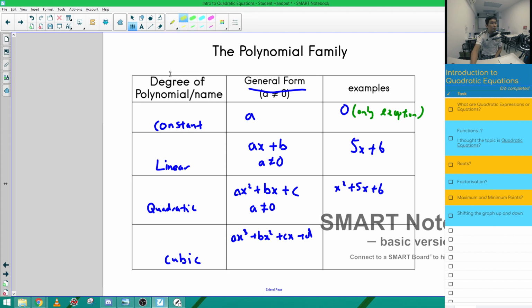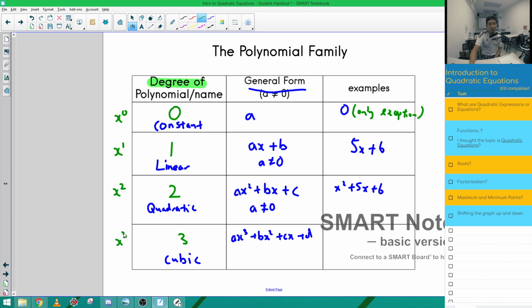I also included, if you notice over here, the degree of the polynomial. So this one is pretty straightforward. The degree of a constant is 0, because you can think of this as x to the power of 0. Linear is degree 1 because the highest power of x is x to the power 1. Quadratic is degree 2 because my highest power of x is 2, and of course cubic is 3 because it goes up to x to the power 3.